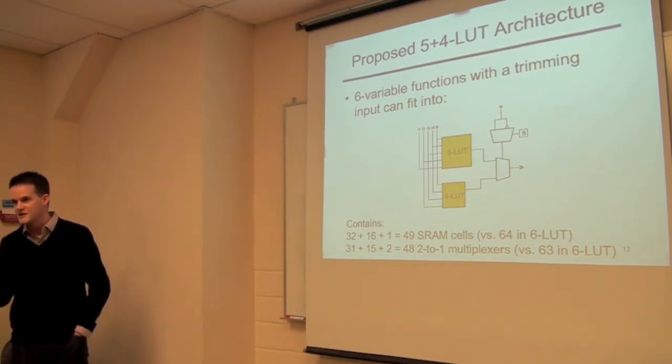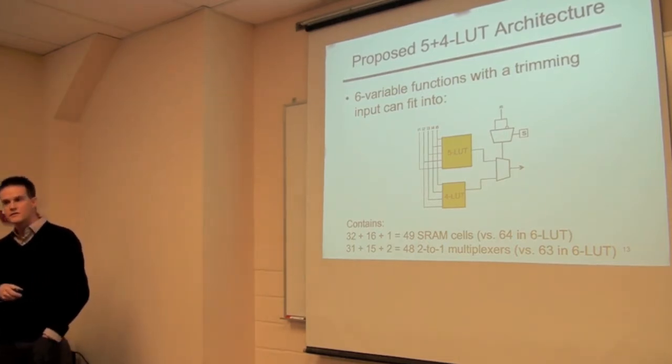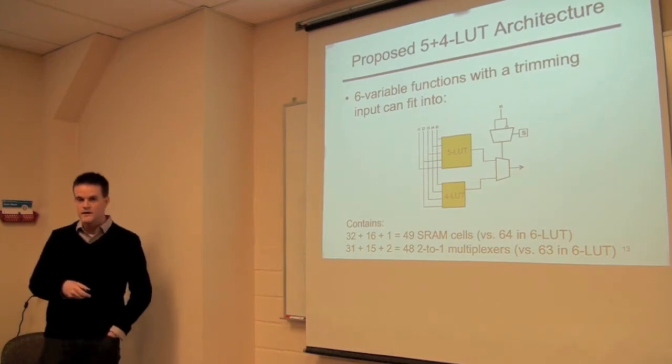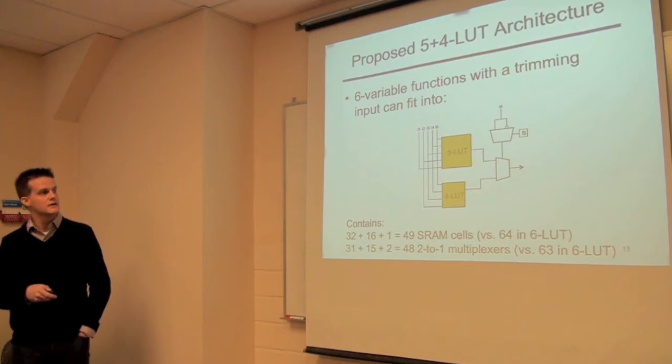The reason we put this optional inversion right here is that we don't know whether it's the 0 cofactor or the 1 cofactor that is going to be the small one. We actually analyzed it, and there doesn't seem to be any obvious tilting. So since we have optional inversion, either the 0 cofactor or the 1 cofactor could be the small cofactor. So this is the 5 plus 4 LUT architecture.